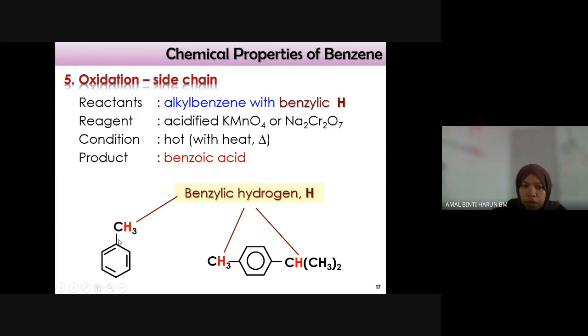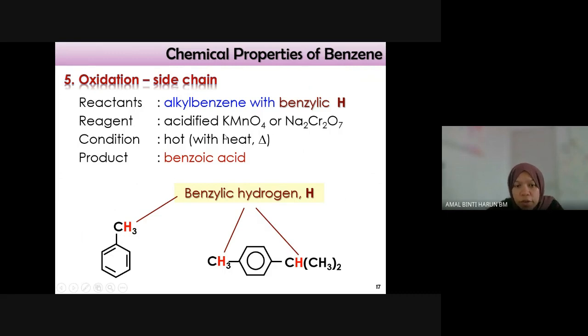Contohnya, methyl benzene ni, okay, this benzylic carbon can undergo, alkyl benzene can undergo oxidation with KMnO4 ataupun any strong oxidizing agent such as sodium dichromate. The condition is hot and then in the presence of acid.